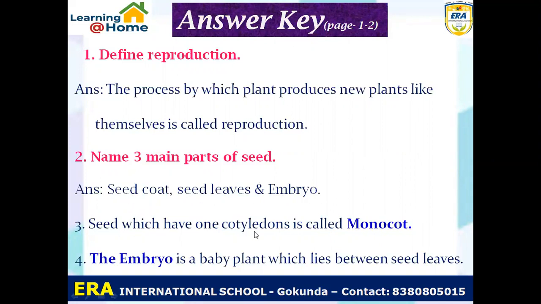A seed which has only one cotyledon is called monocot, and the embryo is a baby plant which lies between the seed leaves. So this is the answer key of the previous session questions. Check it out and learn it.